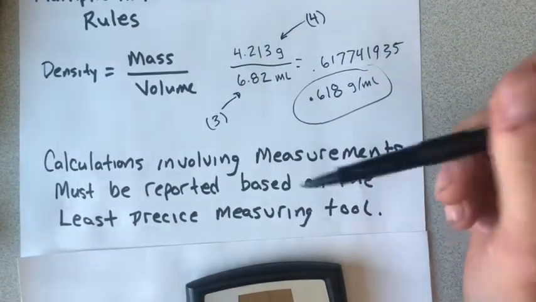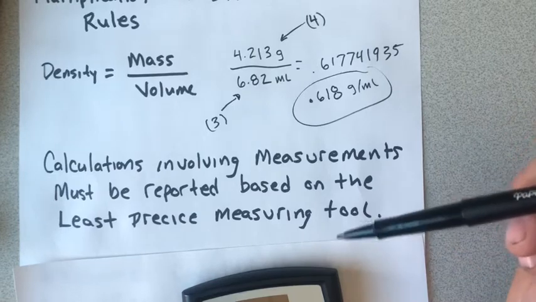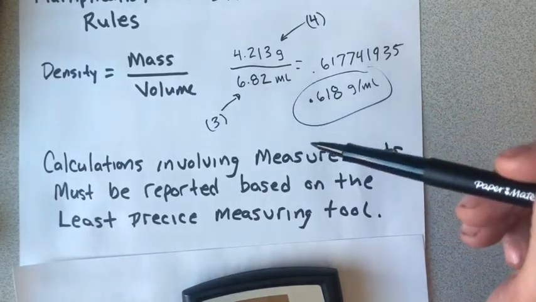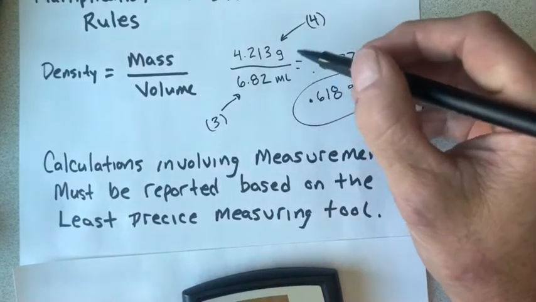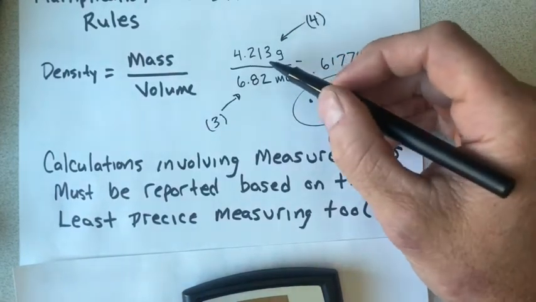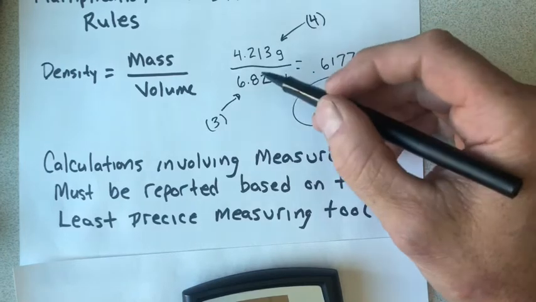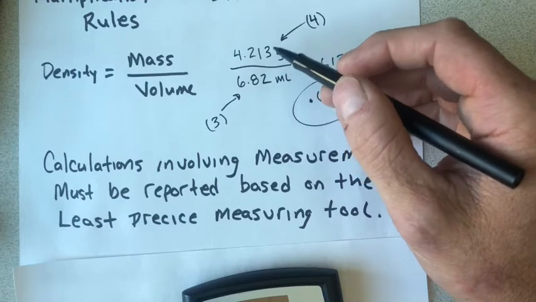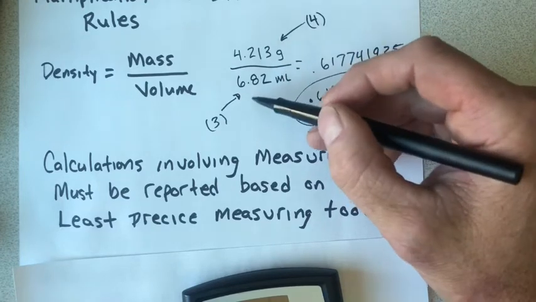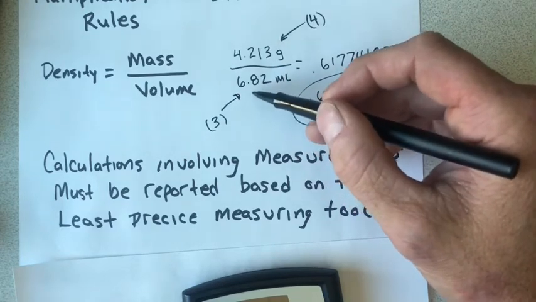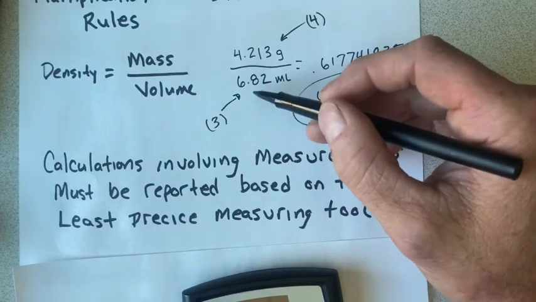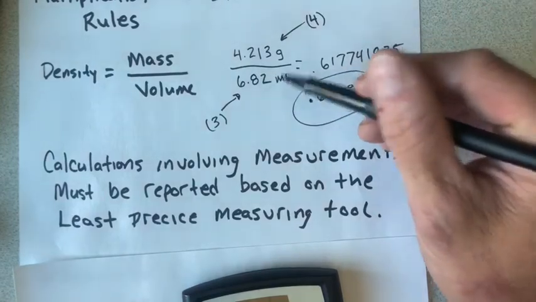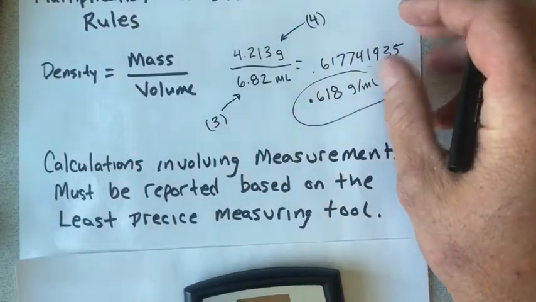And the reason we do this is because we're basing the final answer on the precision of the least precise measuring tool. We can see here that our scale is more precise than the graduated cylinder we're using. Remember, the scale is precise up to the hundredths place, and the graduated cylinder must be only accurate up to the tenths place. So we have to round our answer based on the lowest precision tool that we have to use.